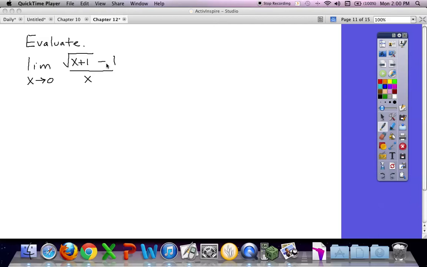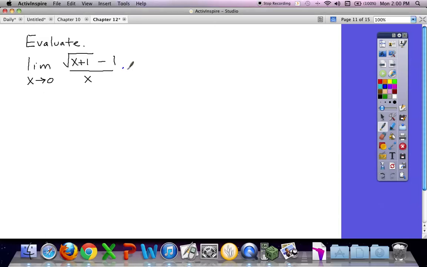So first I could check, let's do direct substitution. If I put a 0 in for x, I've got the square root of 1 minus 1, which is 0, divided by 0. So it's indeterminate form. So now I need a technique to deal with this kind of problem. I can't factor. Agreed? We don't know how to factor that.